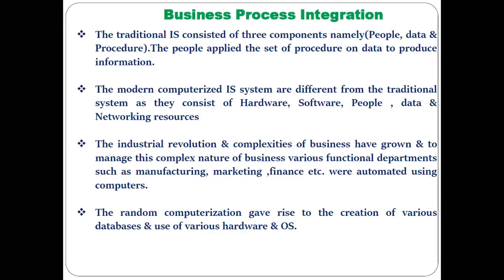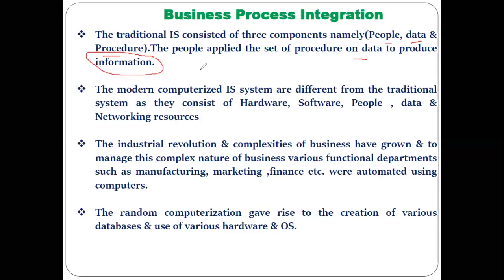Now up till now, we have discussed a number of times the information system, the traditional information system and the modern information system. As all of you are aware, in the traditional information system there is no utilization of the computer. The components of the traditional information system are people, data and procedure, where the people apply different rules and procedures on that data and produce the information without the utilization of the computer.